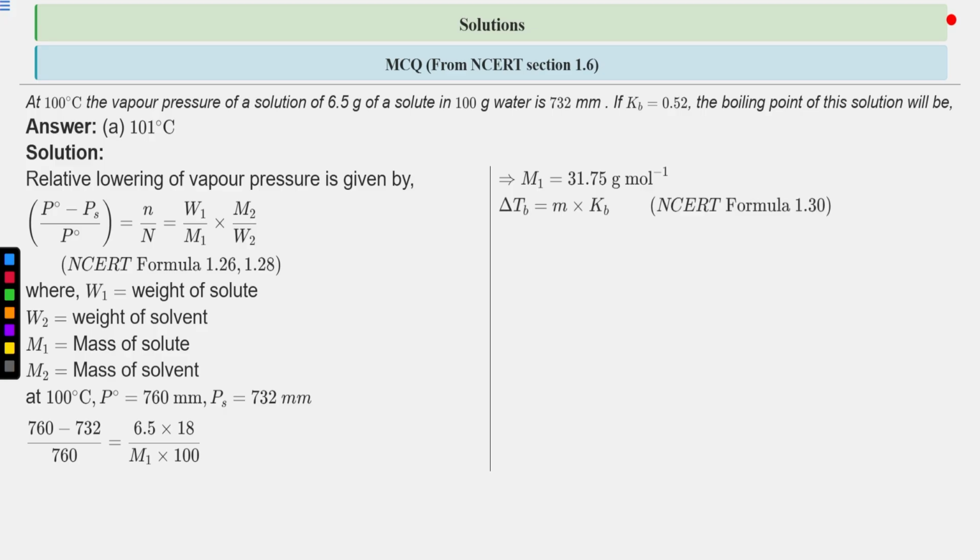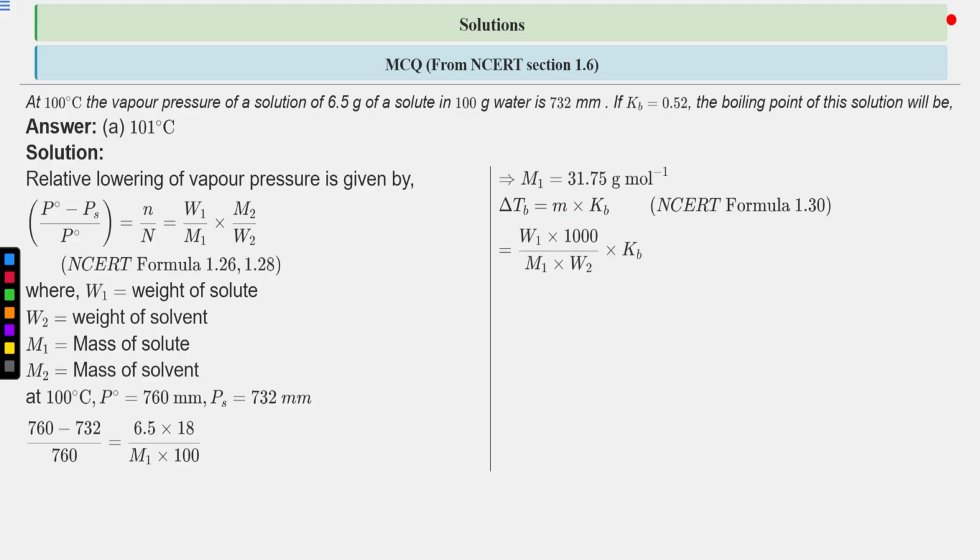Now we know that delta Tb, the elevation in the boiling point, is equal to m times Kb. Here m is molality and Kb is a constant. This is the equation marked as 1.30 in the NCERT textbook in the solutions chapter. The Kb value is already given, 0.52. M1 you just found out. So we use this in calculating the molality.